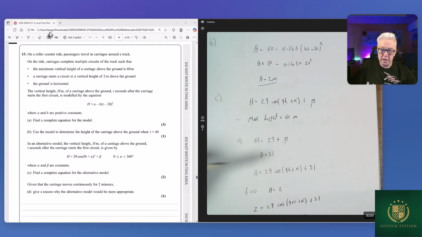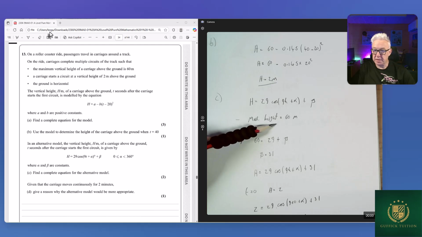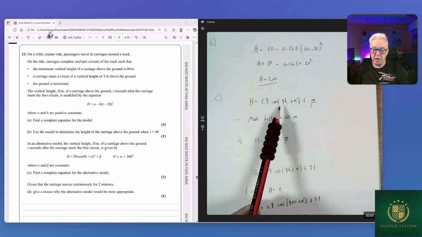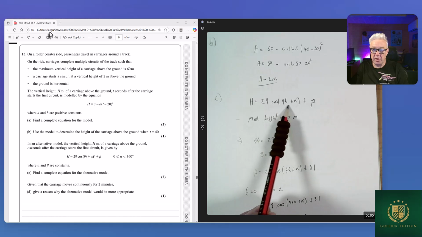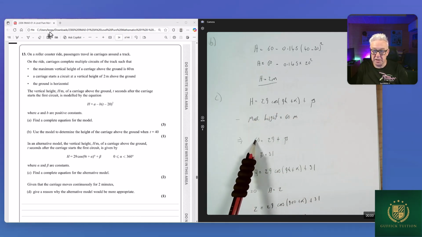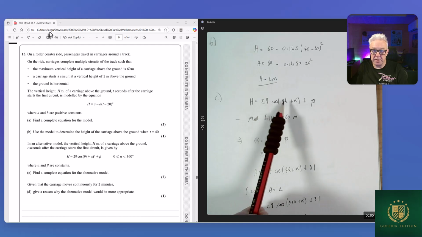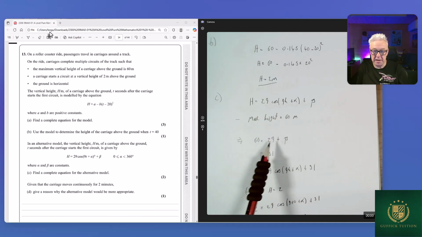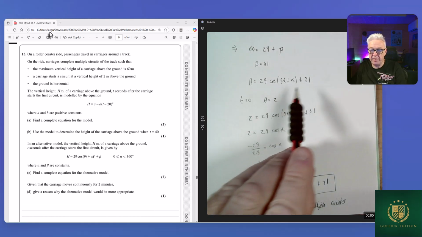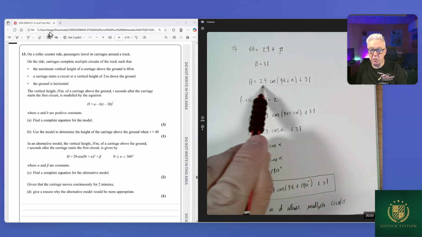We know again that the maximum height is 60 metres. Now in this expression, the maximum is going to occur when the cosine of (9t plus alpha) is 1. So in other words, 60 metres will occur when this is 29 times 1. So 60 is 29 times 1 add beta. So therefore beta is 31. So that's our first step. We've now found out that beta is 31.